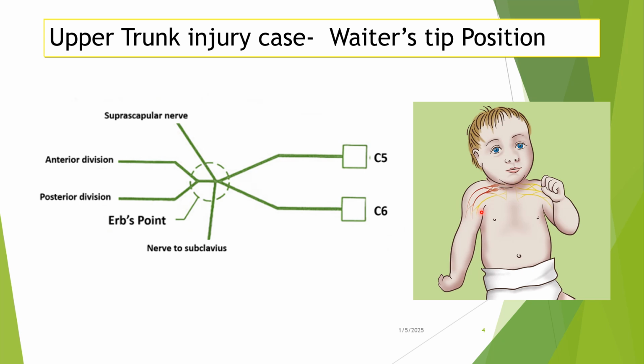Axillary nerve also supplies the teres minor muscle. Teres minor is a lateral rotator of the arm. Because of the injury to the axillary nerve and the teres minor muscle, the lateral rotation of the arm is affected.